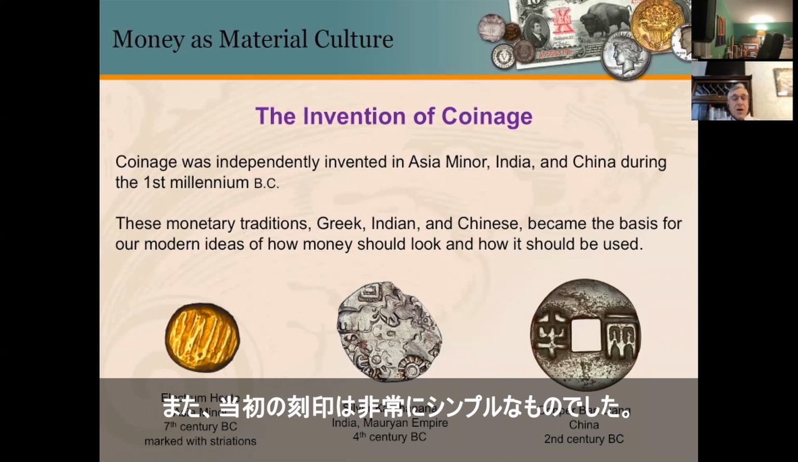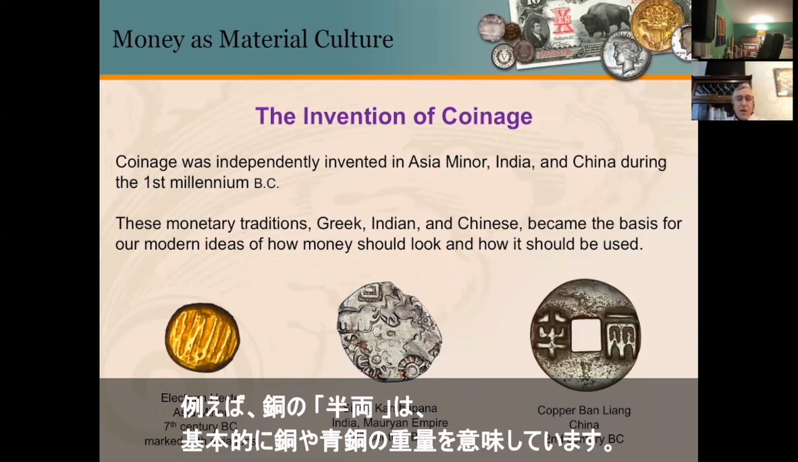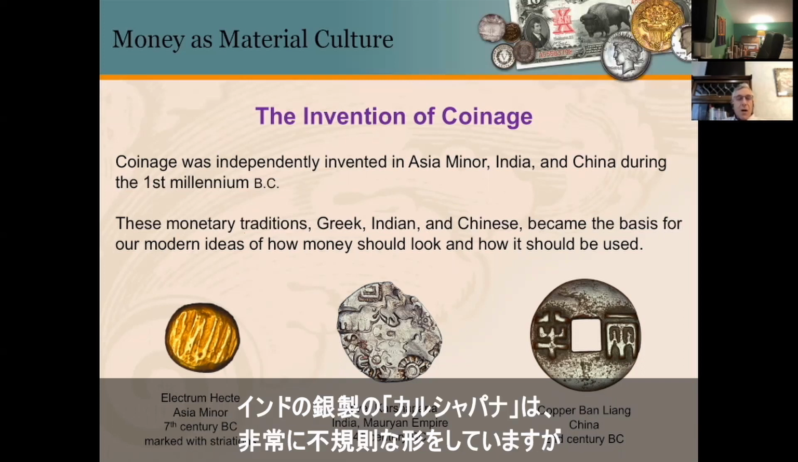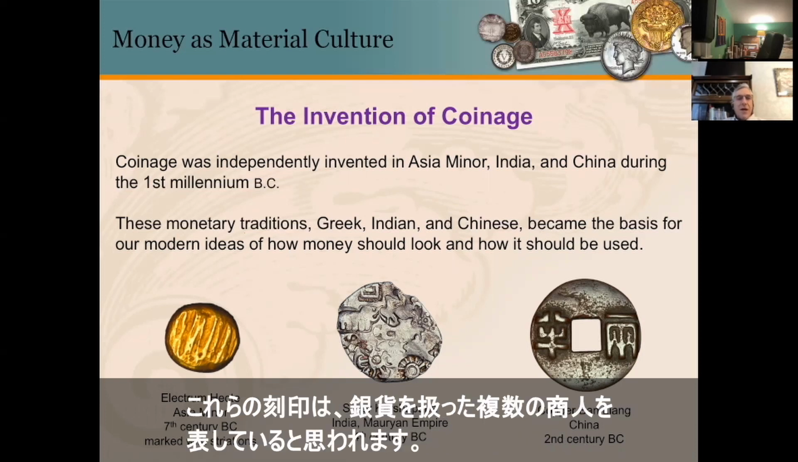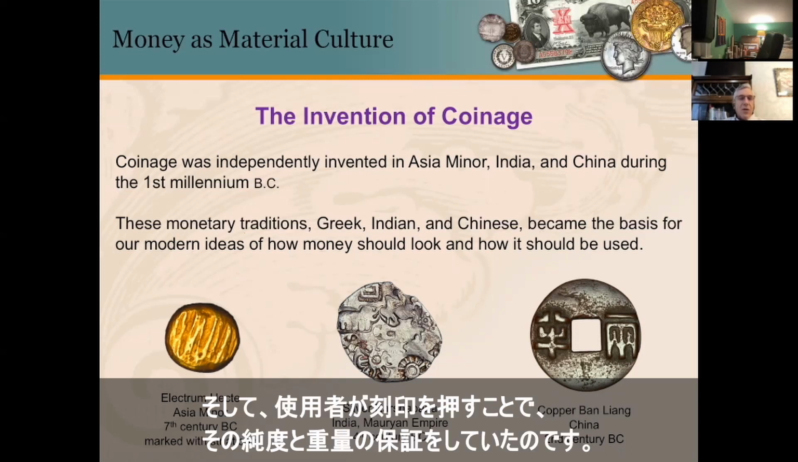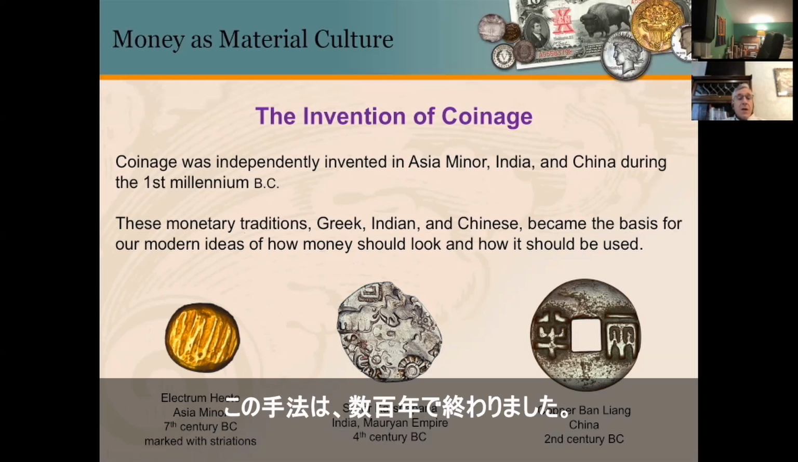And initially, the marks were very simple. For example, the copper banliang basically states its weight in copper or bronze. The silver karshapanas of India were very irregular but closely weighed pieces of silver that had multiple stamps on them, which we don't fully understand today. We believe that those stamps represent the different merchants that handled them, and so they received a guarantee of their purity and their weight by being stamped by the users. So an interesting concept that didn't last beyond a couple hundred years.